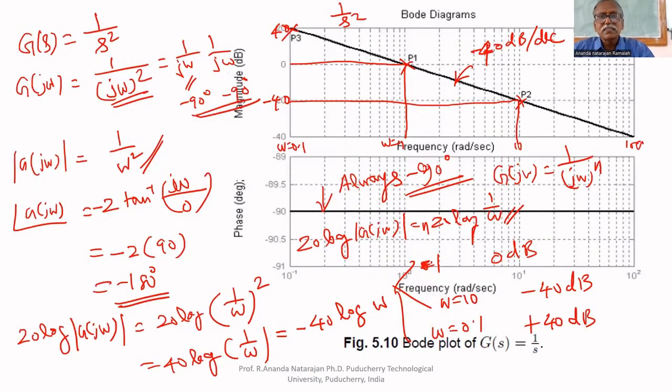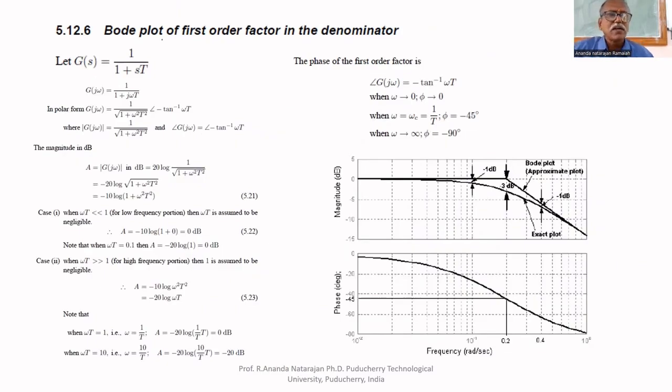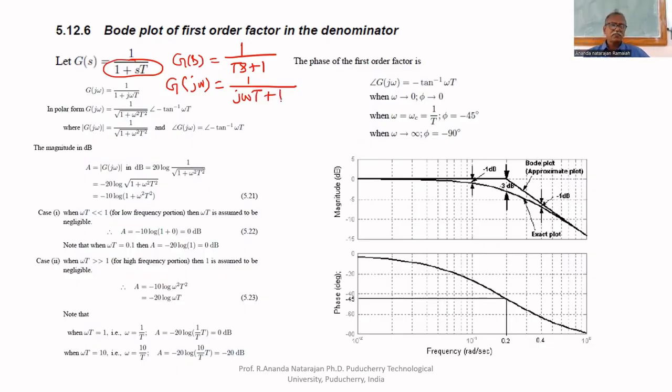Now, let us see how to draw Bode plot for a first order factor in the denominator. That is G of s equal to 1 by tau s plus 1. For that, how to draw the Bode plot, that we will see now. To draw Bode plot, the first step is we have to convert this into sinusoidal transfer function. Replace s by j omega: 1 by j omega tau plus 1. That is the first step.